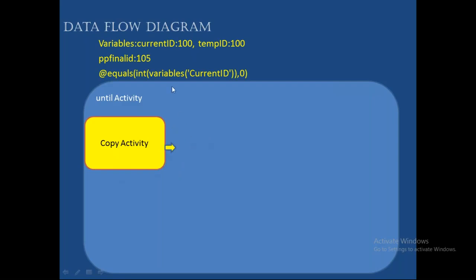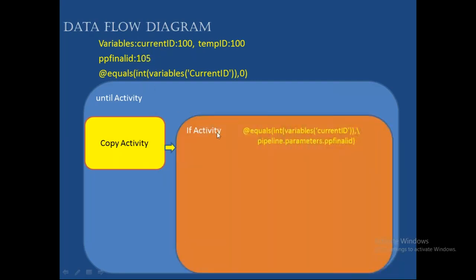Now what we need to do is increase this current ID value, because for 100 we have copied. Now I need to increase it from 100 to 101. How to do that? Before that, you need to check whether the current ID is equal to 105 or not. By using if activity, I check equals of variable current ID, which, as mentioned earlier, is a string, so you need to convert it into int.